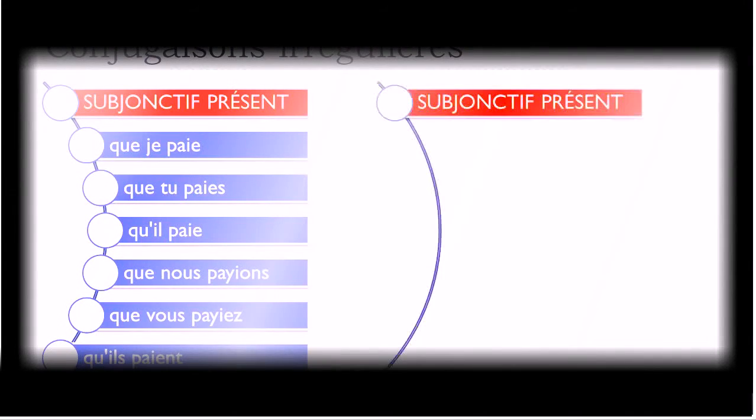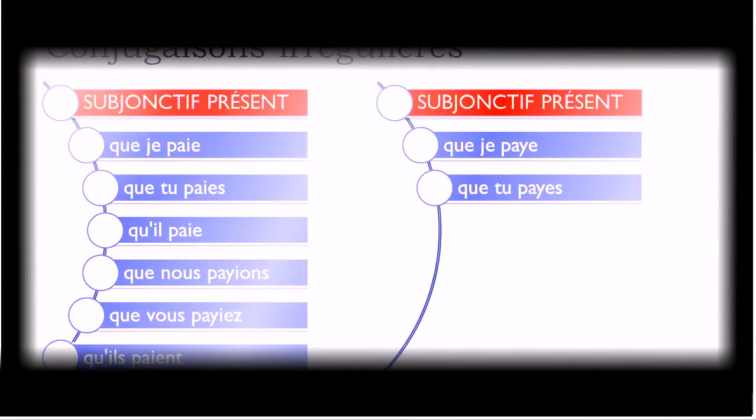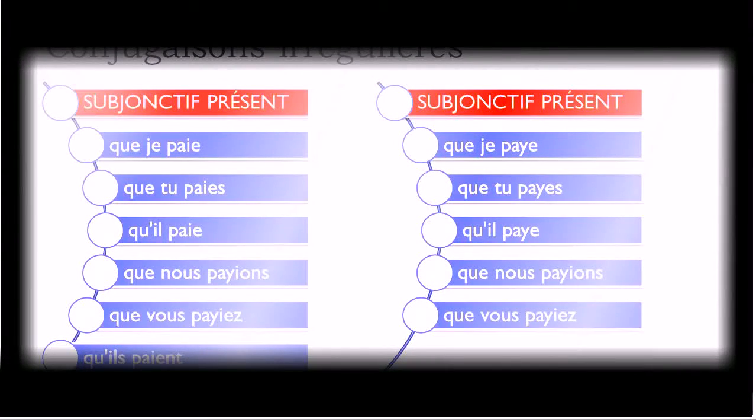And let's see now le subjonctif présent: que je paye, que tu payes, qu'il paye, or if you want, que je paie, que tu paies, qu'il paie, que nous payions, que vous payiez, qu'ils paient. Subjonctif présent: que je paye, ou que je paie, que tu payes, que tu paies, qu'il paye, que nous payions, que vous payiez, qu'ils paient, or qu'ils payent.